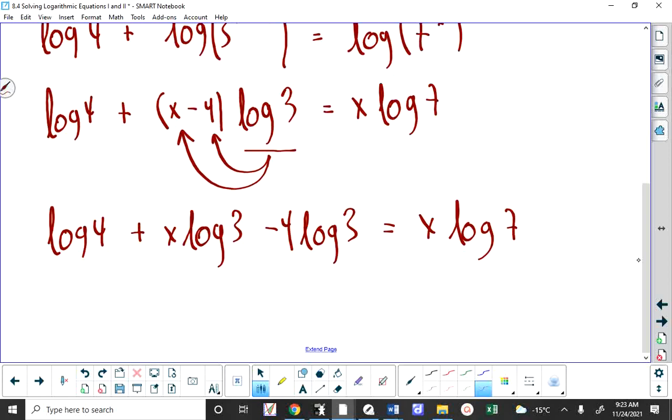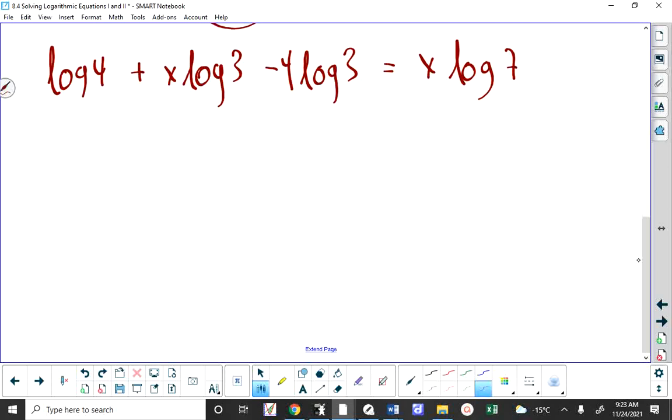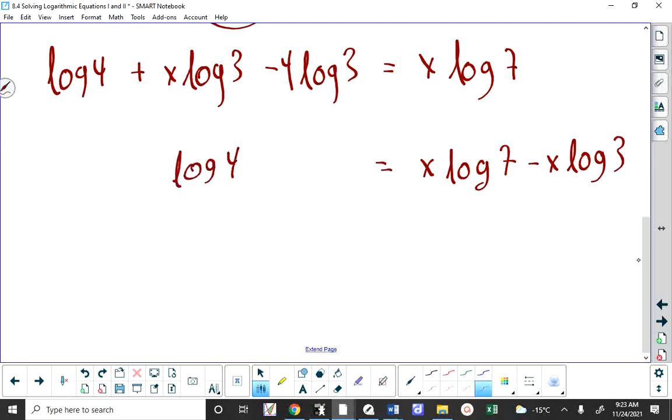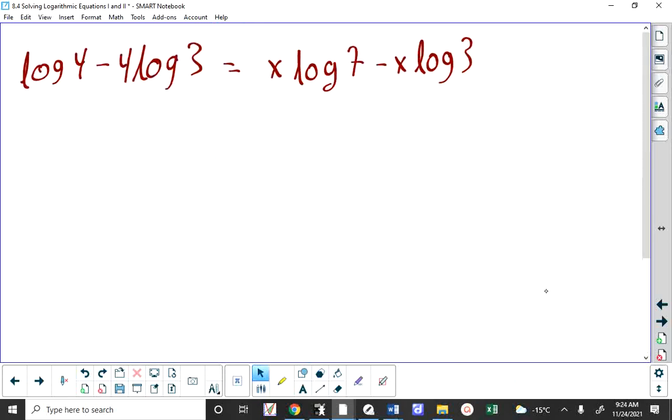We haven't really encountered this yet, so I think we might here. We could write this as x log 7 minus x log 3 equals log 4 minus 4 log 3. So what I've done is I've said we can move the x's to one side. Okay. So this is where we're at.